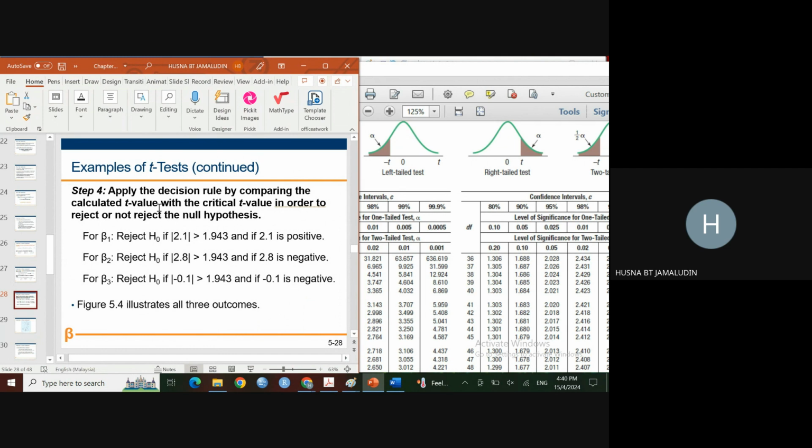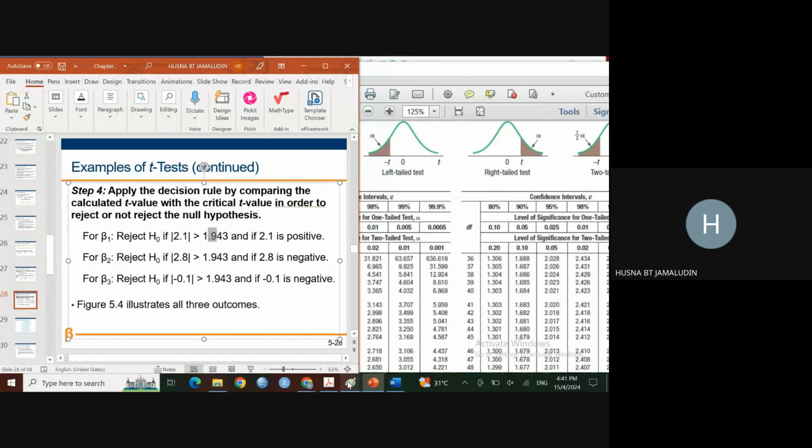Step 4, you want to apply the decision rule. You want to compare the T value with the CV. Beta 1, this is your T test. Beta 2, this is your T test. Beta 3, this is your T test. You want to compare with your CV. CV will be the same. In the first example, your T test is bigger than CV, and the sign of your T test is positive. So what will you say? Reject H null because your T test is larger than your CV.